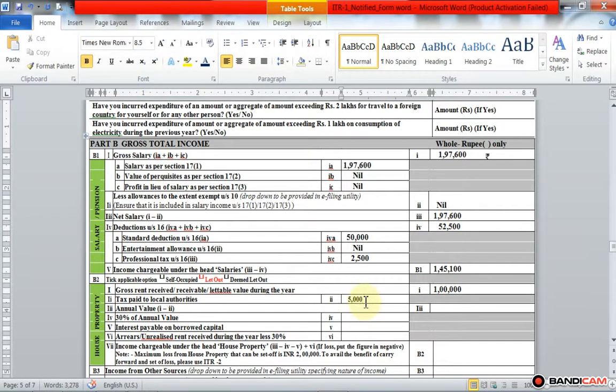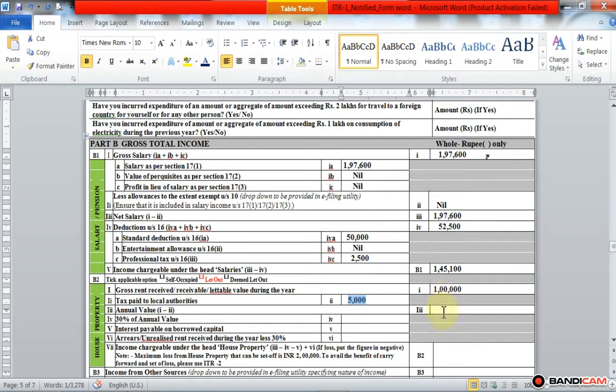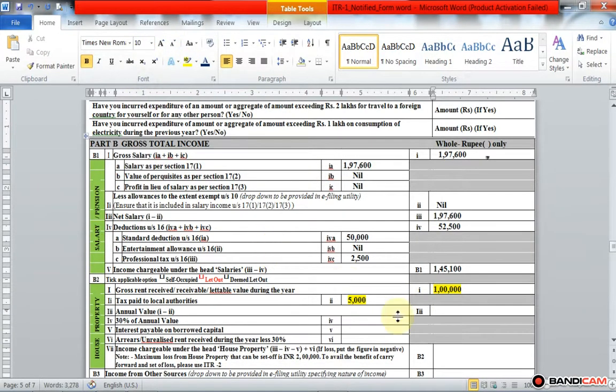Got it? Then deduct this 5,000 from 1 lakh rupees, because municipal tax is paid by the assessee. So we deduct municipal tax from rent received. Here 1 lakh minus 5,000, we get 95,000. 95,000 is the annual value.